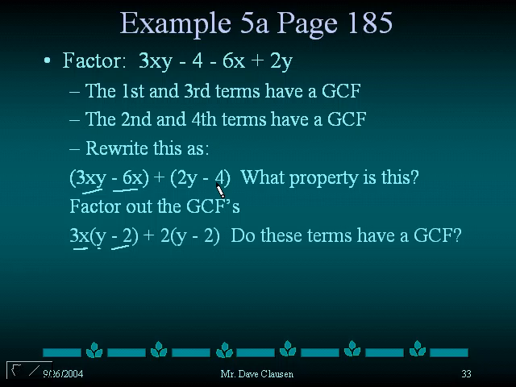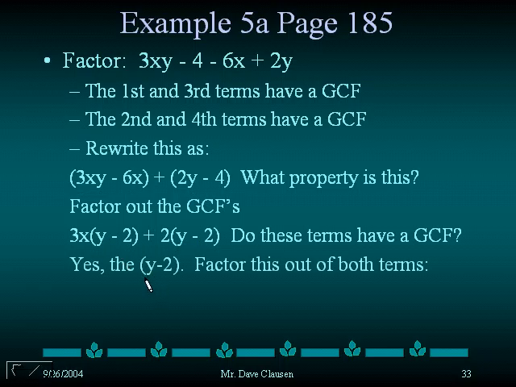And in the second group, the second binomial, 2 is the greatest common factor. So 2y divided by 2 is just y. Minus 4 divided by 2 is minus 2. And as we look, the parentheses themselves are a greatest common factor. The y minus 2 is common to both of these terms. So what we're going to do is factor out this y minus 2, and what's left is going to be our other binomial.